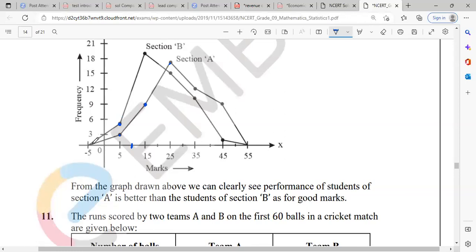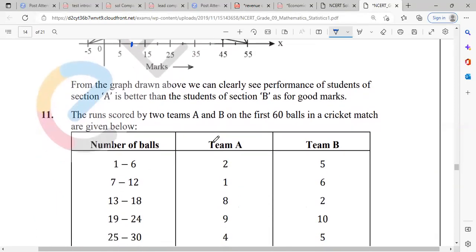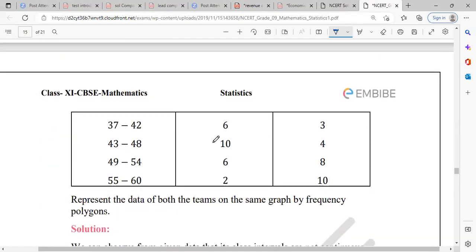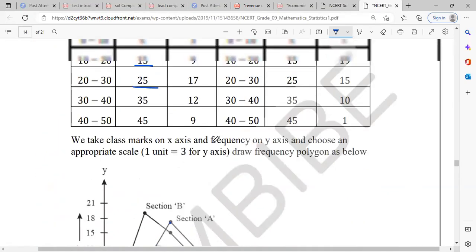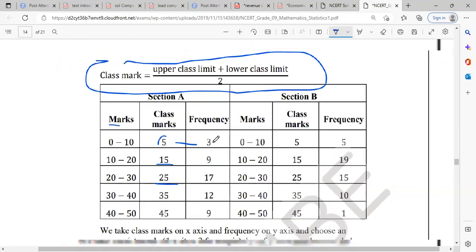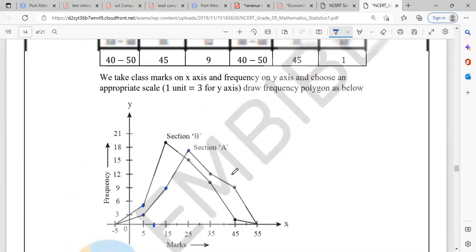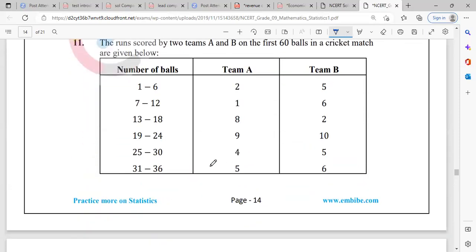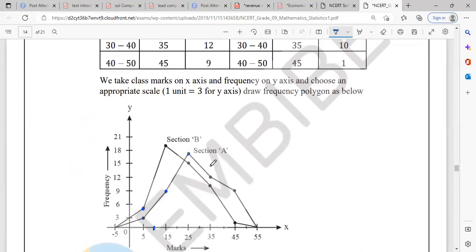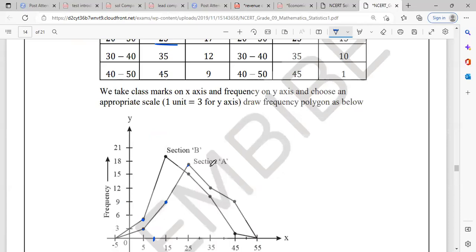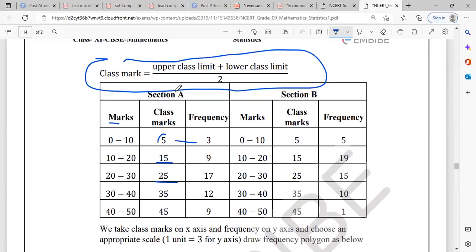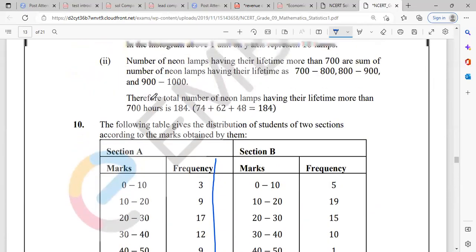So like this, you will join all the points with lines. And similarly for B also, you will make points like this and you will join them. Clear? This one you can copy. Just write the formula, class mark. You will copy this quickly, and after that, the next one you will solve on your own. First draw this. Write the formula. This is question number 10.